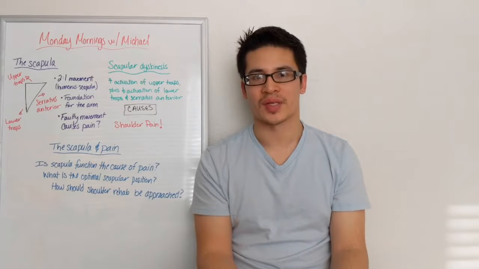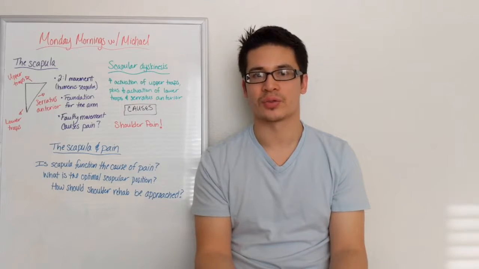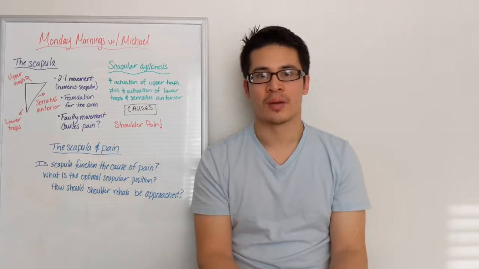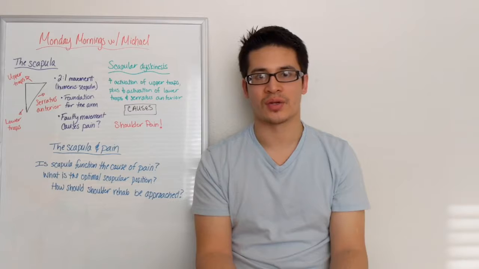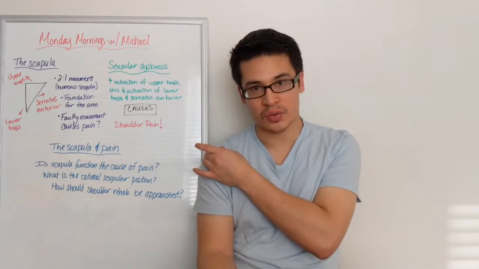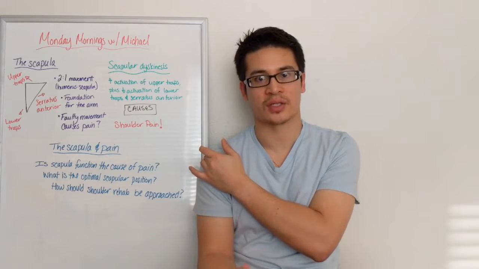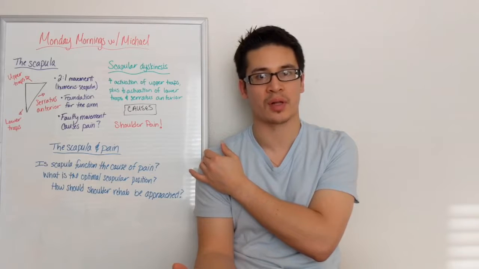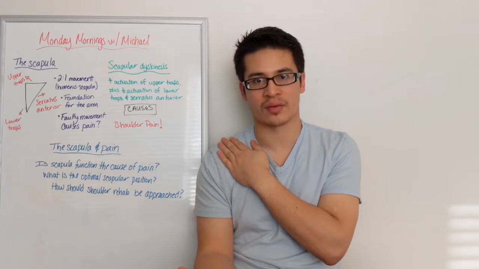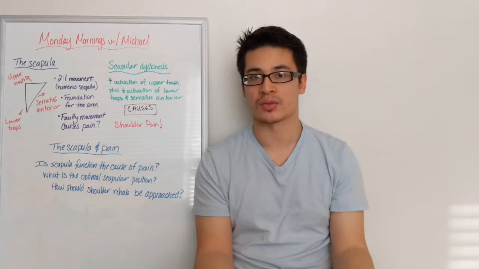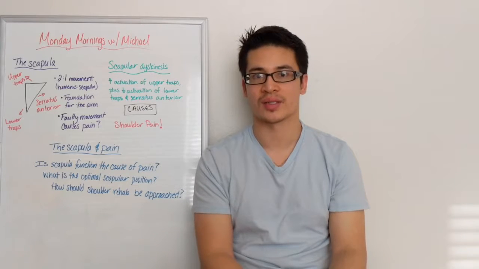So first, let's talk about the scapula. The scapula is also called the shoulder blade, and it sits on your back just on top of the rib cage. The only bony attachment that it has to your body is at the AC joint, and so the acromion process is a part of your scapula, and it attaches onto the clavicle. Other than that, it's only muscles that hold the scapula in place.